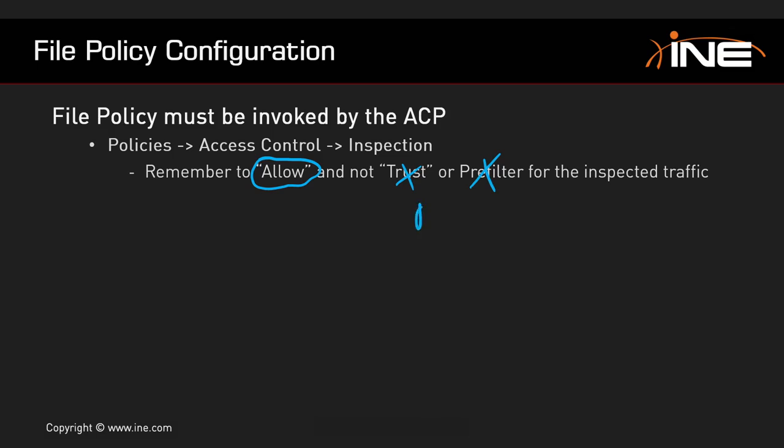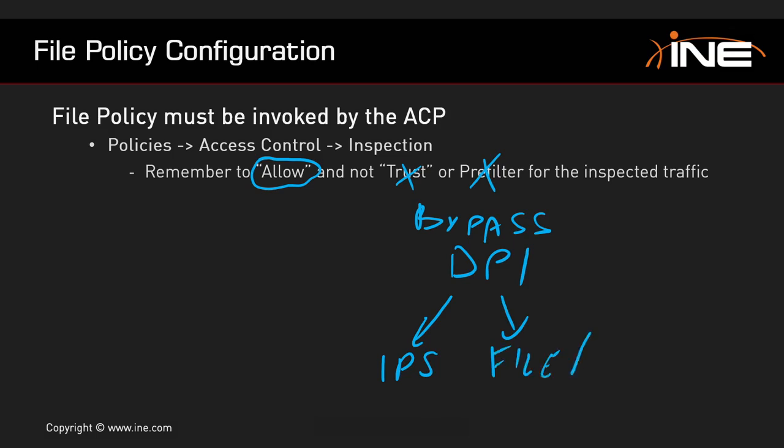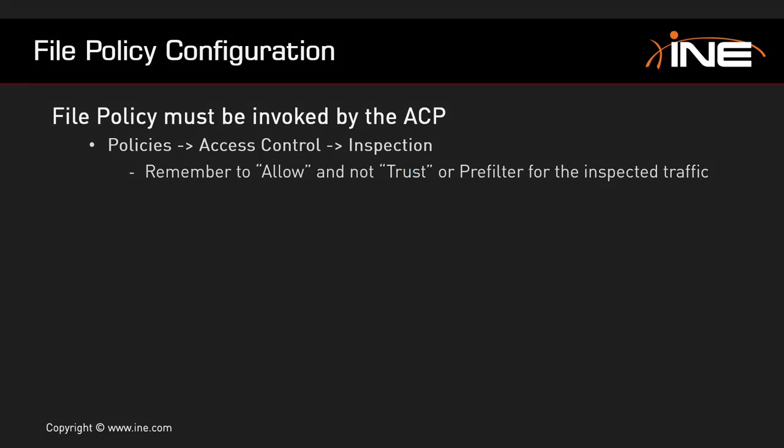Because remember that these two, what they do is they actually bypass deep packet inspection, which is your IPS, and file control plus advanced malware protection. So we must go for allow, which is essentially an equivalent of inspect. Verification is going to be performed under analysis and file events.